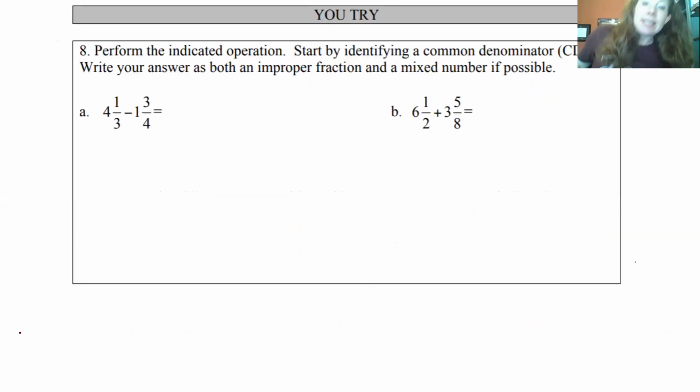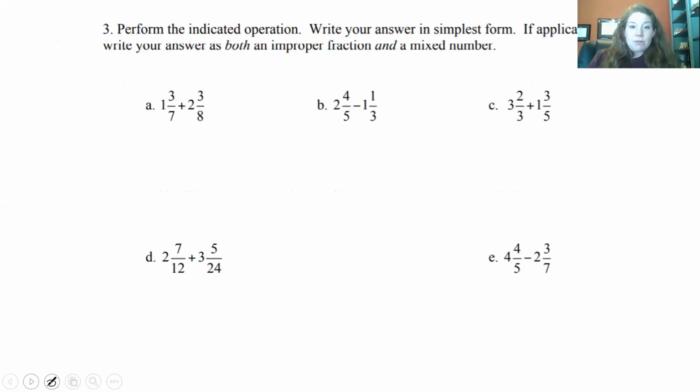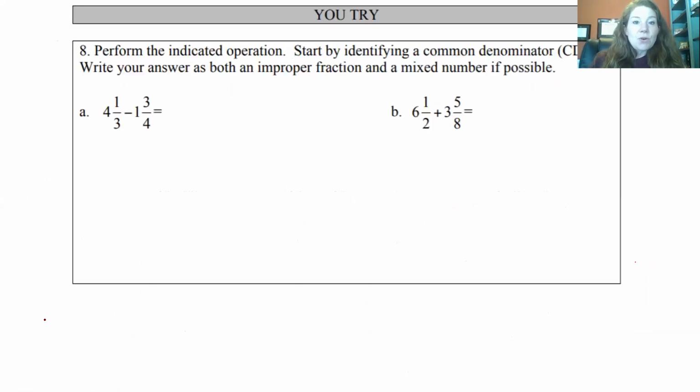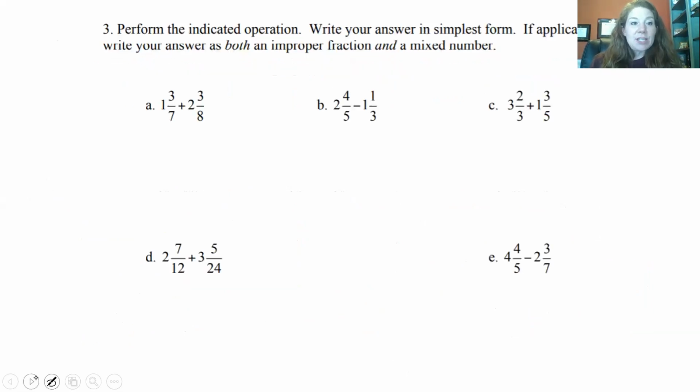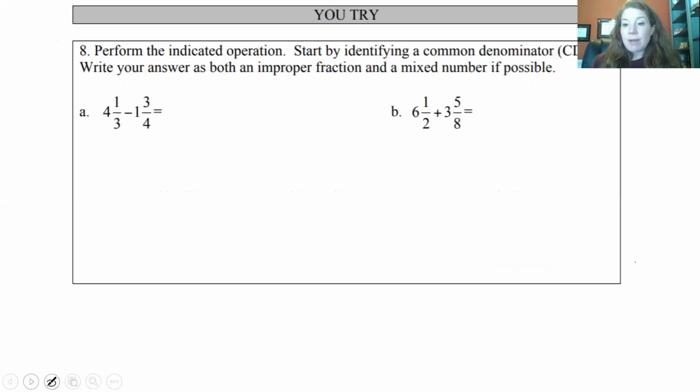All right, so it says you try, and then let me see, did I give you more problems to do? Yeah, I gave you 2 slides worth of practice problems to try. So go ahead and try number 8 on your own, and then try the next page, which is number 3 on your own, practice problems. And then pause your video, try those on your own, and then jump back on here to see if you got the right answer.